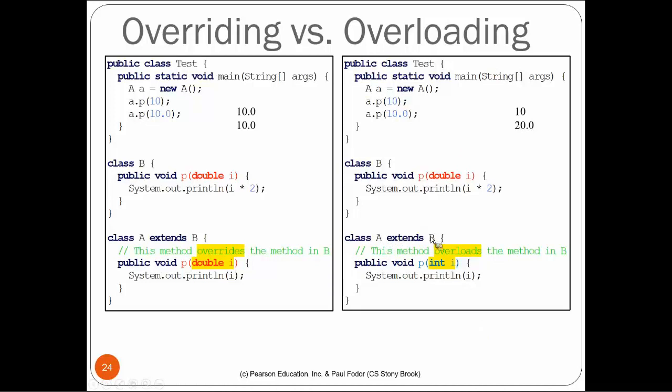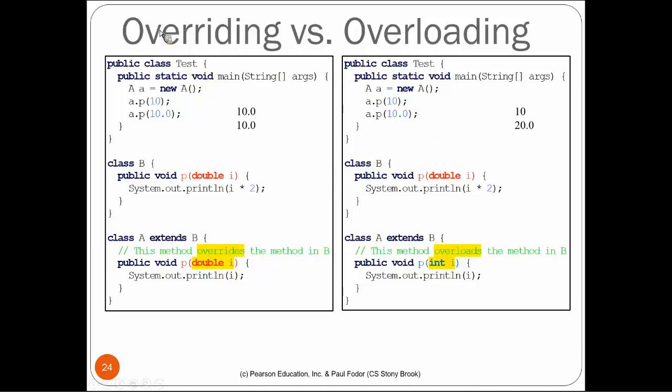Even if we say that a class A extends a class B, and we define an overloaded method, now we have two methods p, one that takes a double and one that takes an integer. So the class A that we have on the right-hand side does overloading. It defines two methods, p of integer i and p of double i that was inherited from the superclass B. Now if we call p with an integer or with a double, it will execute the p of integer and p of double.